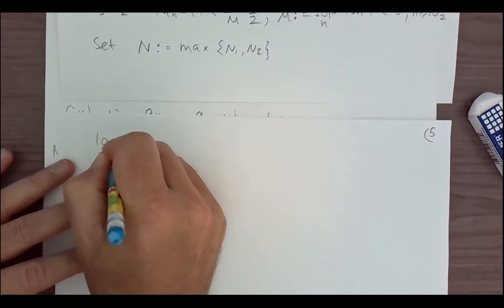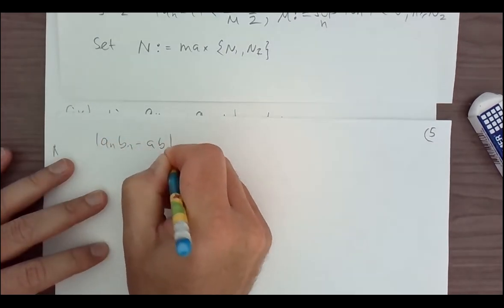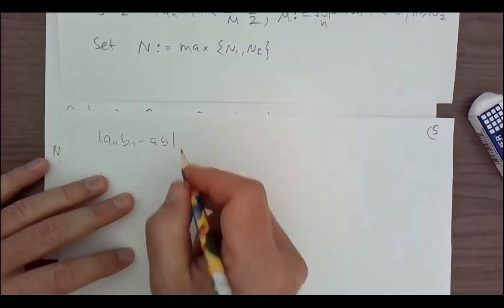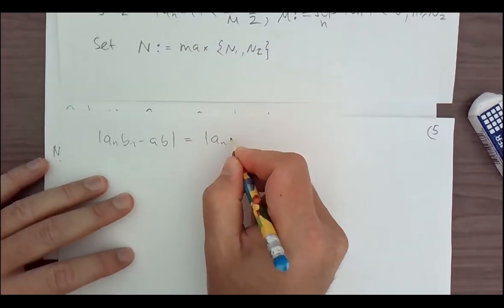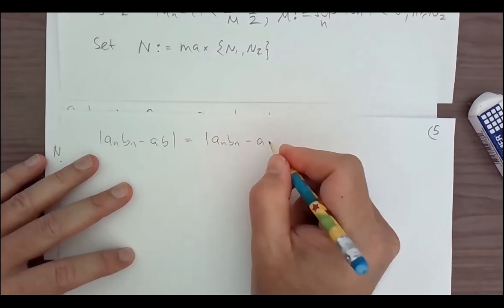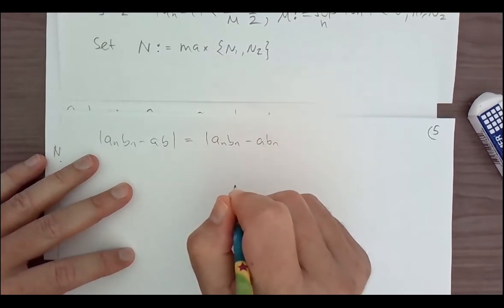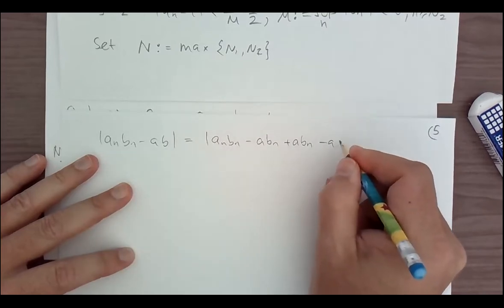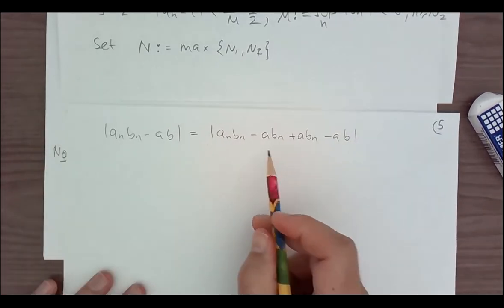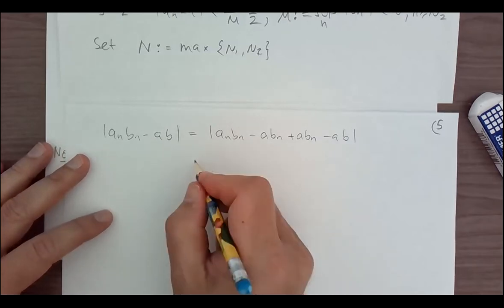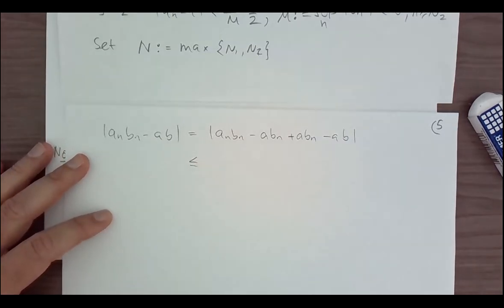So you write your AnBn minus AB. The way to break this up is by saying this is AnBn, and then minus, and then you do a mixture. You do an A times Bn, and then I need to add it back in, A Bn, and then minus AB. Like I did nothing else and add and subtract the same thing. And it's this mixture that's going to make everything work.